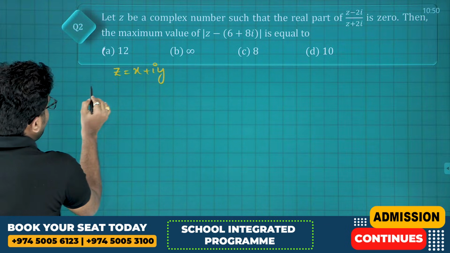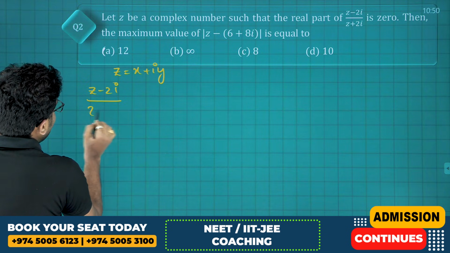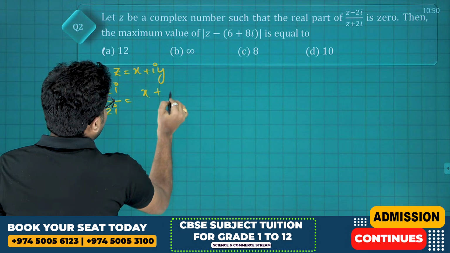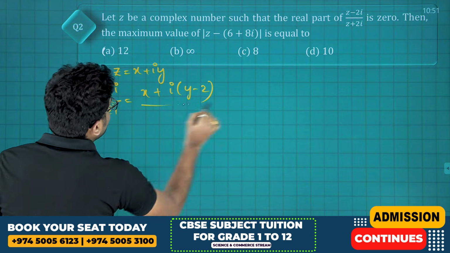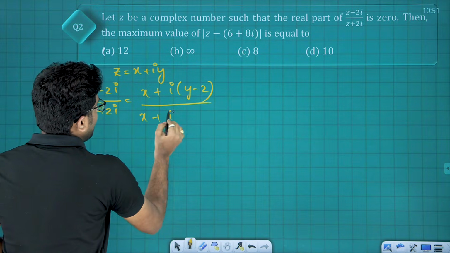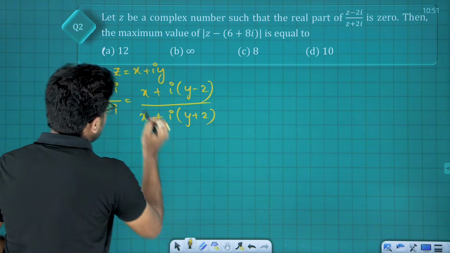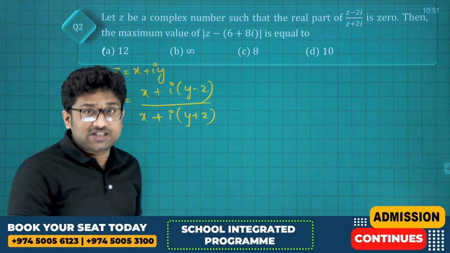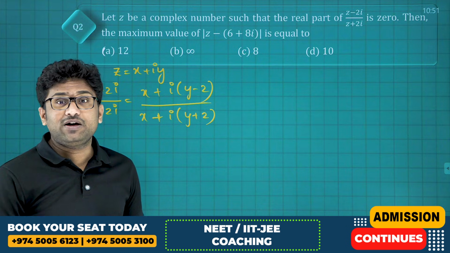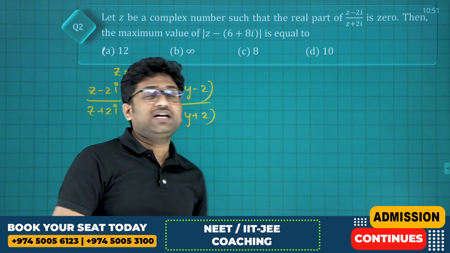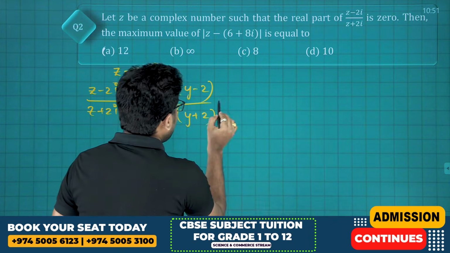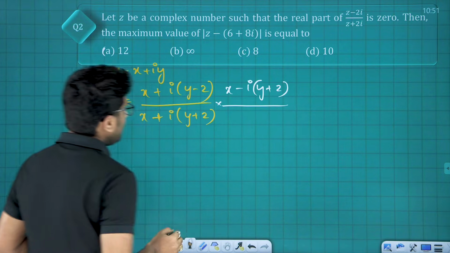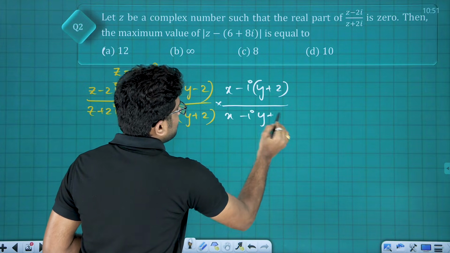So (z minus 2i) by (z plus 2i) can be written as (x plus i times (y minus 2)) divided by (x plus i times (y plus 2)). So this is what (z minus 2i) by (z plus 2i) is. Now they have given the real part of this to be 0. First we have to express it in a plus ib form. For that we are supposed to multiply and divide with the conjugate of the denominator. So we multiply and divide with the conjugate of the denominator, x minus i times (y plus 2), divided by x minus i times (y plus 2).